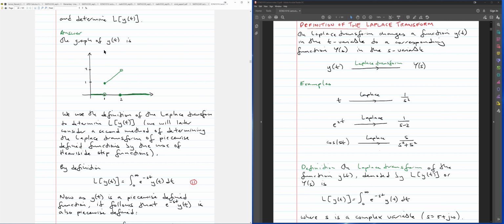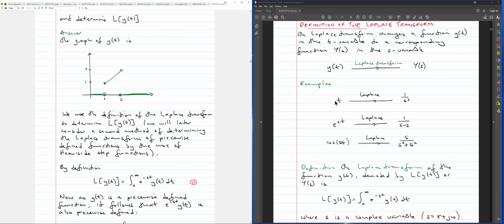This isn't really a big deal, but to start off with, we will consider simpler functions y of t, more standard functions such as y of t equals just t, or y of t equals e to the 2t, or y of t equals cosine of 5t. As I said, you have a function y of t, and when you take the Laplace transform of it, you're going to get a function of s.